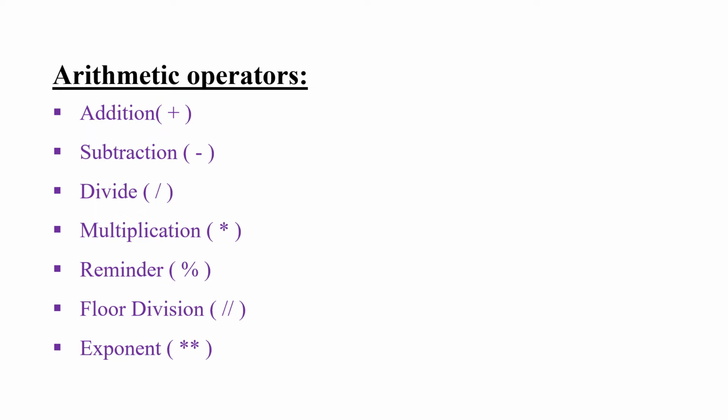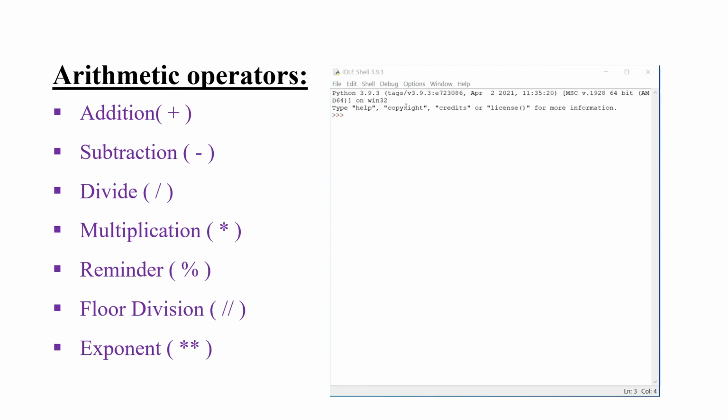Next, exponent operator. It is represented as double star, and it calculates the first operand to the power of the second operand. For example, if I take a is equal to 2, b is equal to 3, print a double star b means 2 to the power of 3. We'll get the output as 8, because 2 to the power of 3 means 2 into 2 into 2. We'll get the result as 8.